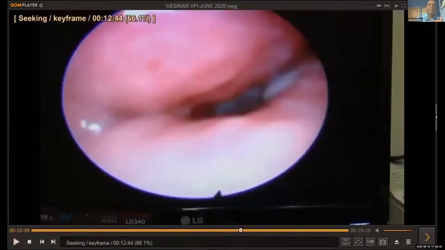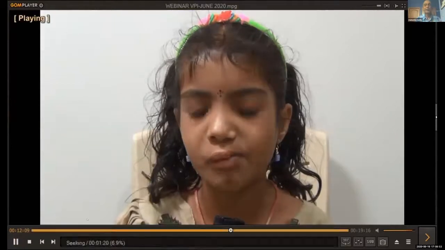Then why do you do endoscopy? It is to document how much the gap is, because looking in the mouth, you can't really say. I can give you another example of this child. You look at the palate in the mouth, you can never make out.